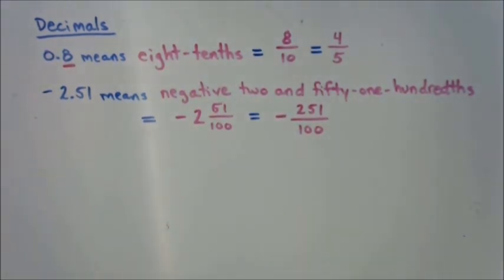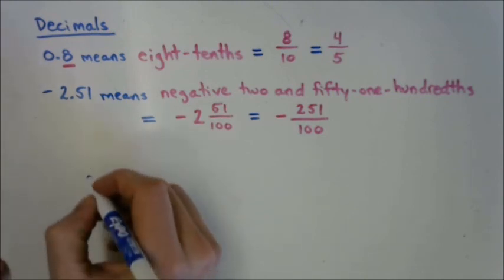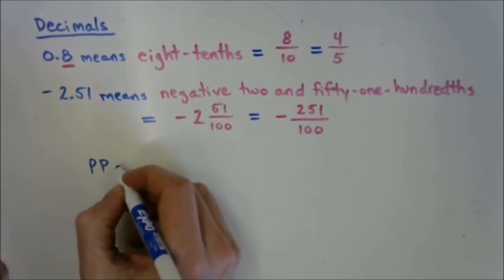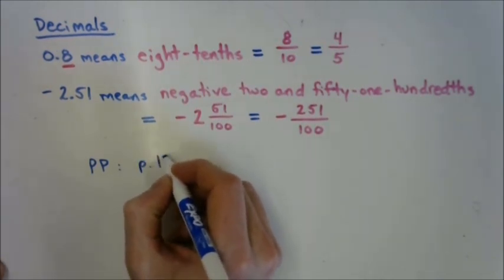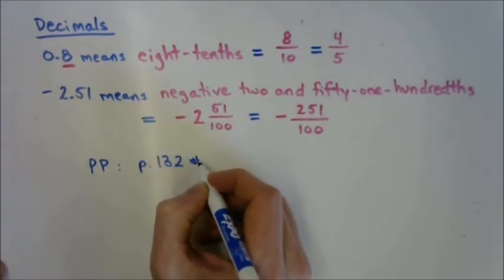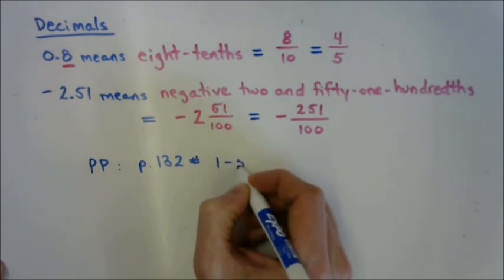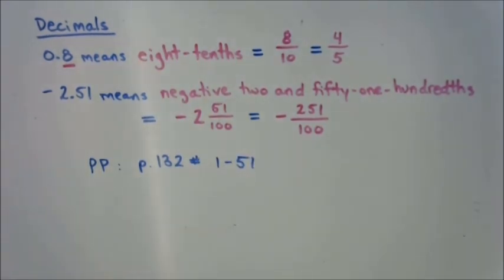And there you have your notes for rational numbers. We worked with fractions, moving them into lowest form, and we worked with decimals. Your practice problems are found on page 132, numbers 1 through 51. Please come to class with questions.